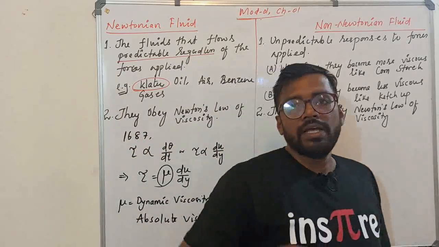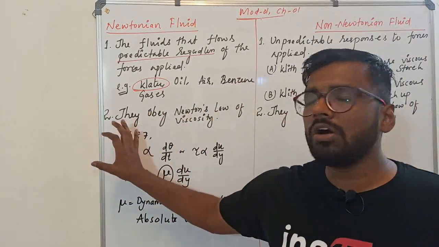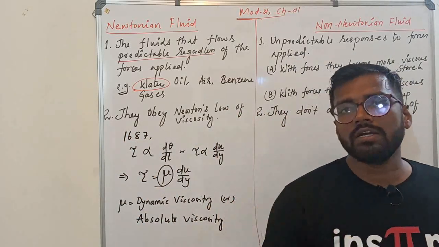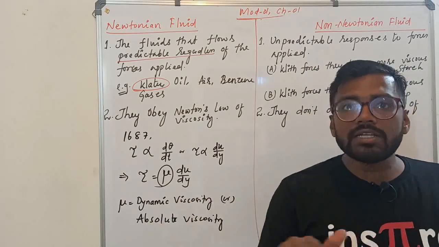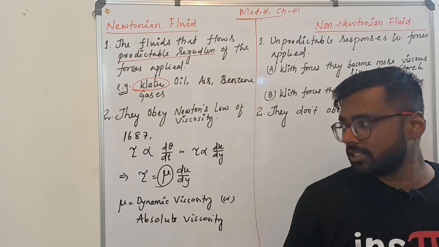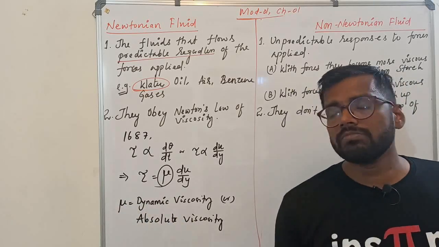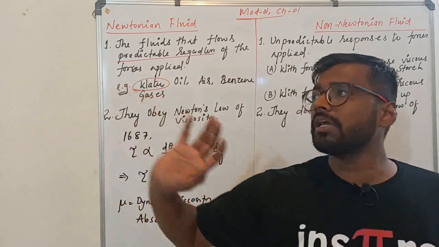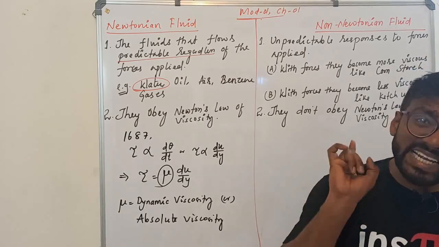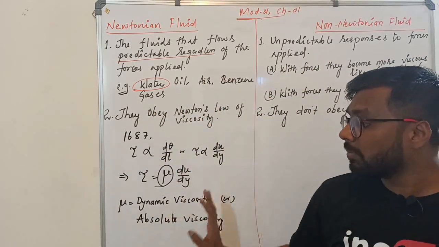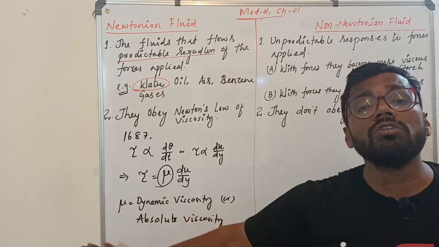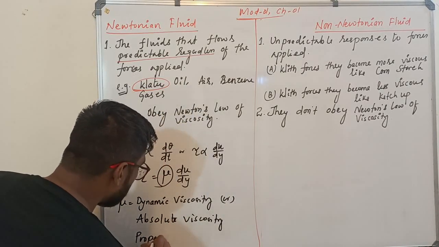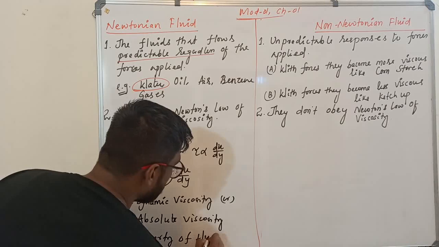See, this is a property. In a Newtonian fluid, which obeys Newton's law of viscosity, mu is a property of the fluid. That means mu is constant. Mu won't change much, provided you keep the temperature constant. At constant temperature, mu will be constant for the fluid regardless of the forces applied. However much force you apply, the predictable behavior of the fluid flow will continue in a Newtonian fluid. Hence, mu is a property of the fluid. That means mu, the dynamic or absolute viscosity, doesn't change. Understood?